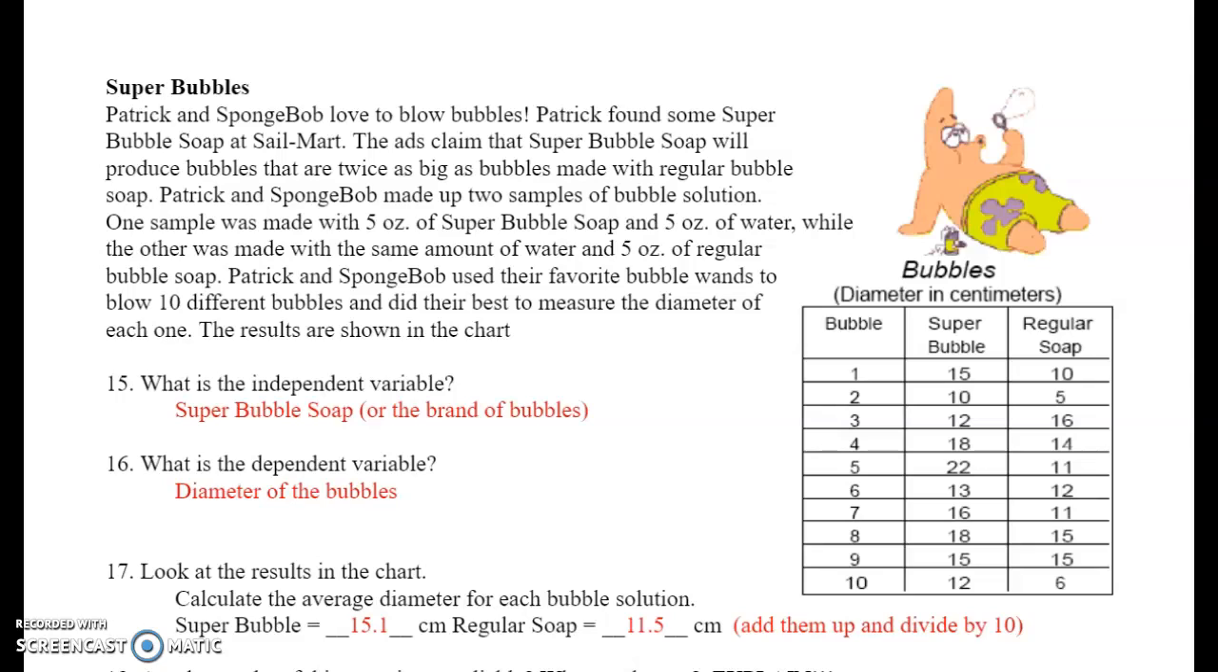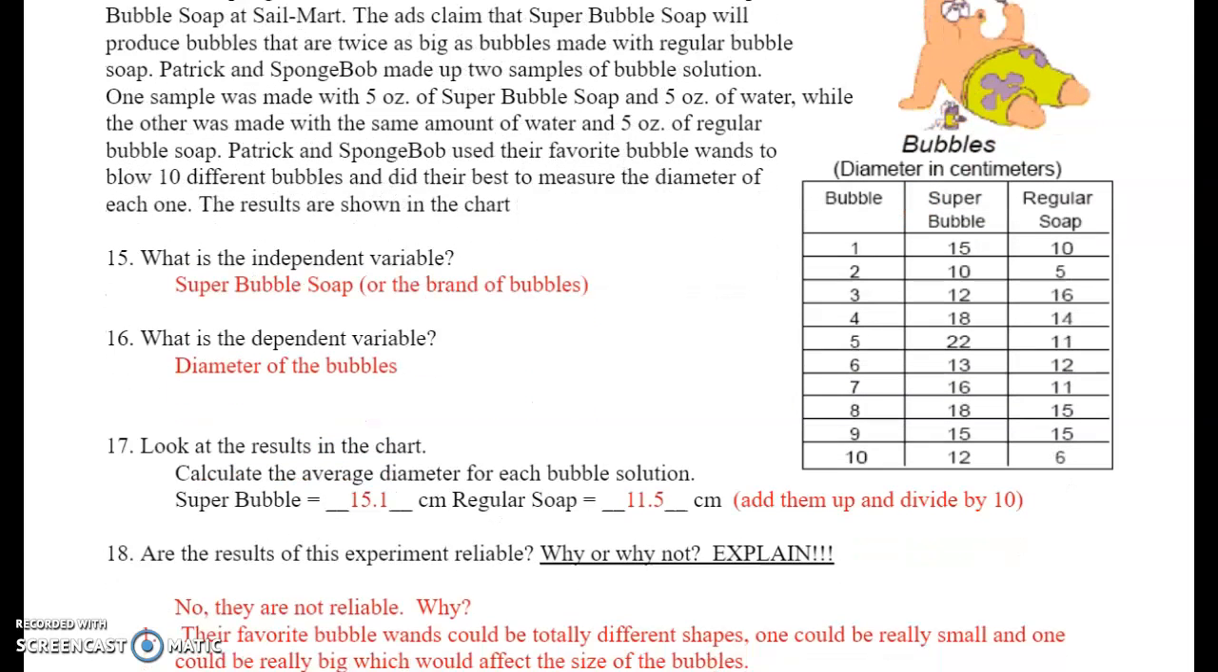So the independent variable, what they're testing or what's being done through the control group, is the super bubble soap. Or you might have said brand of bubbles. The dependent variable, what they're measuring, is the diameter of the bubbles. Maybe you said size, that's okay. If you did the math, if you added up all the numbers and divided by 10, the average diameter for super bubble was 15.1 centimeters and the regular soap was just 11.5 centimeters. So the regular soap was definitely smaller.